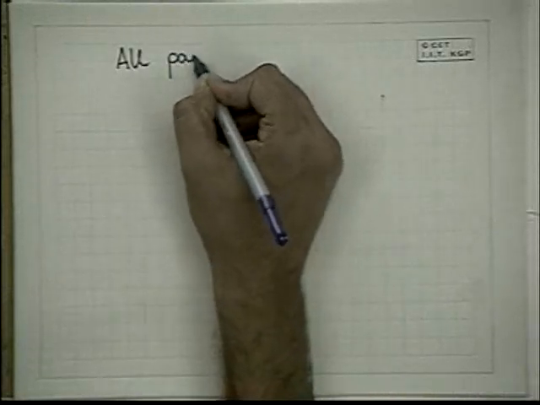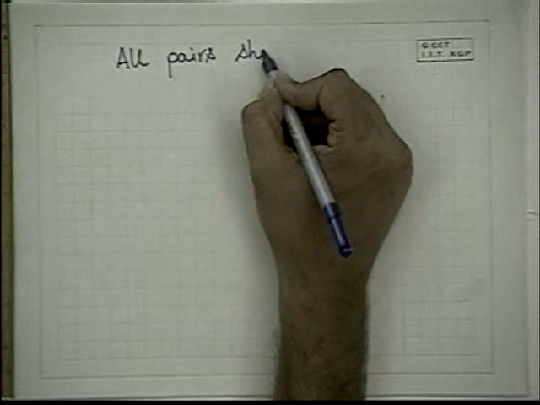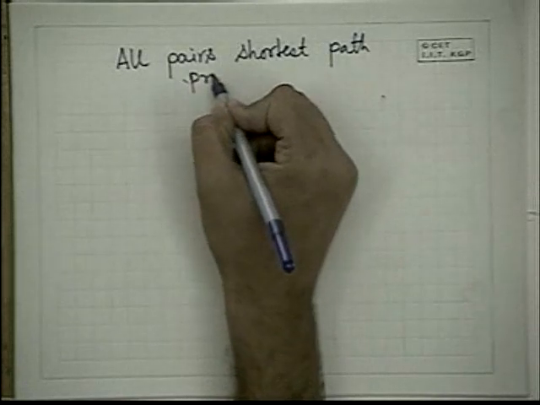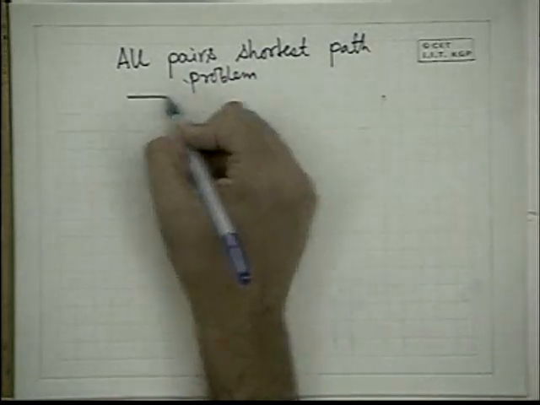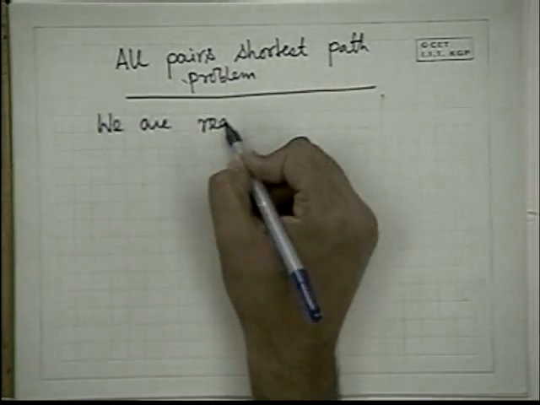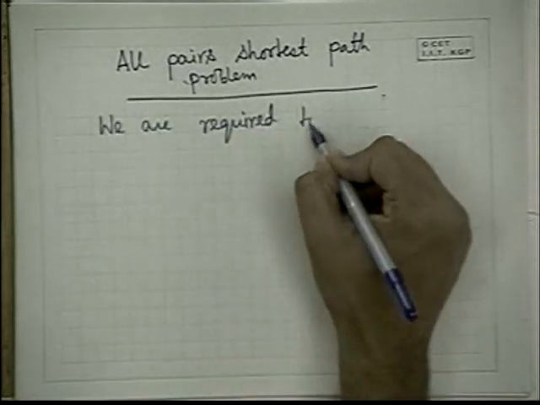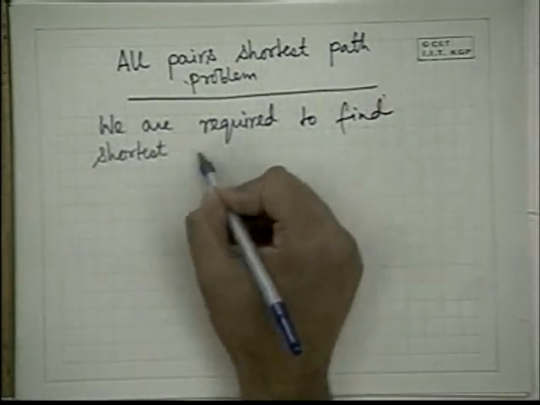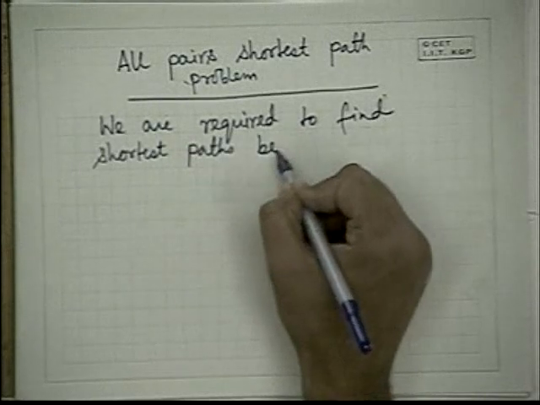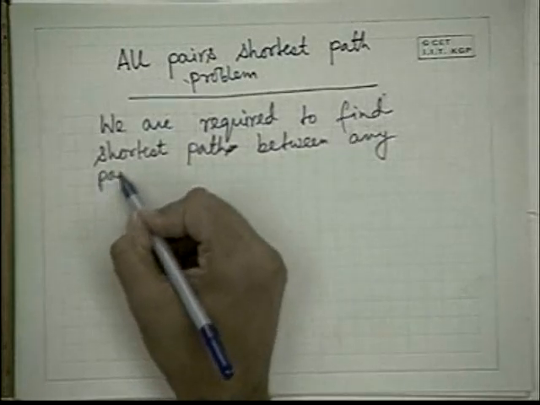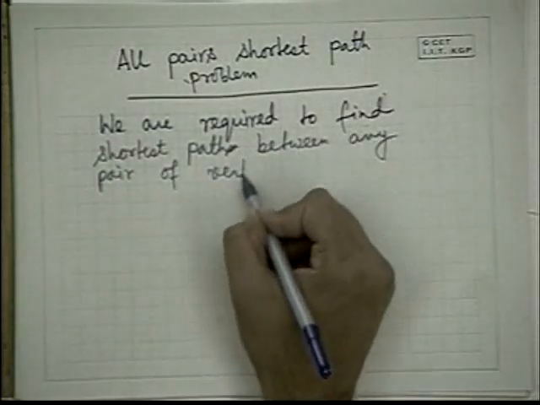So that problem is called the all pairs shortest path problem. So in this problem, we are required to find shortest path between any pair of vertices.